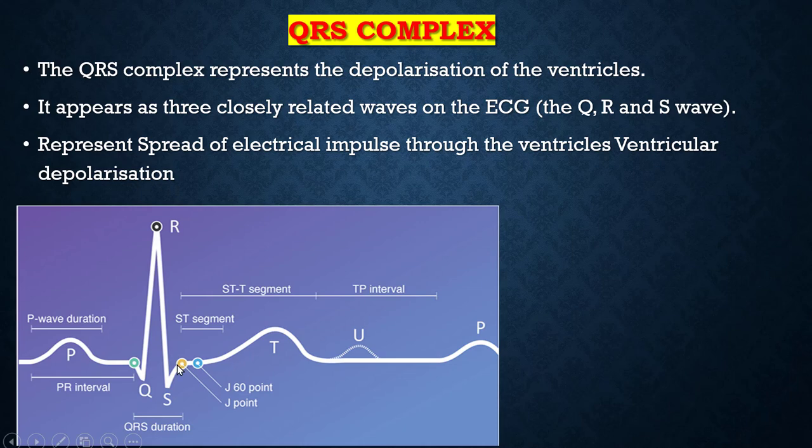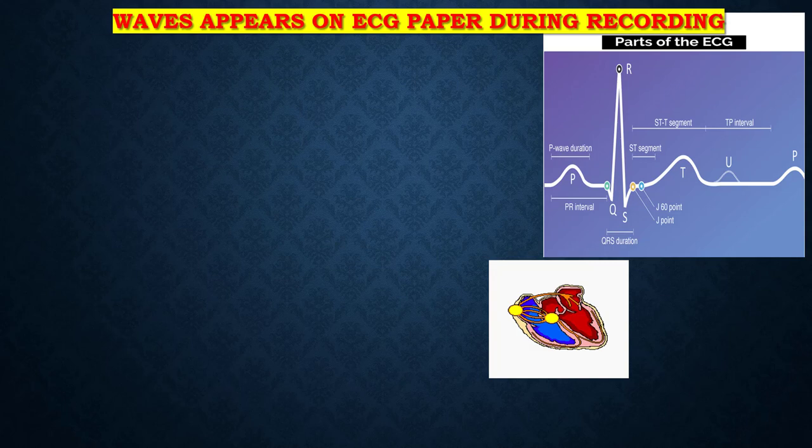The Q wave has two arms, the S wave also has two arms, and the R wave also has two arms. The deflection of the R wave is upward, and the Q and S waves are downward, below the baseline. This complex shows the depolarization of the ventricle. The wave appears on ECG paper during recording.